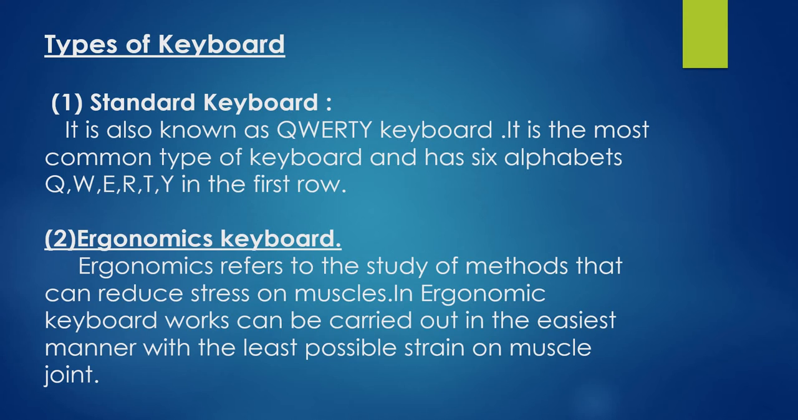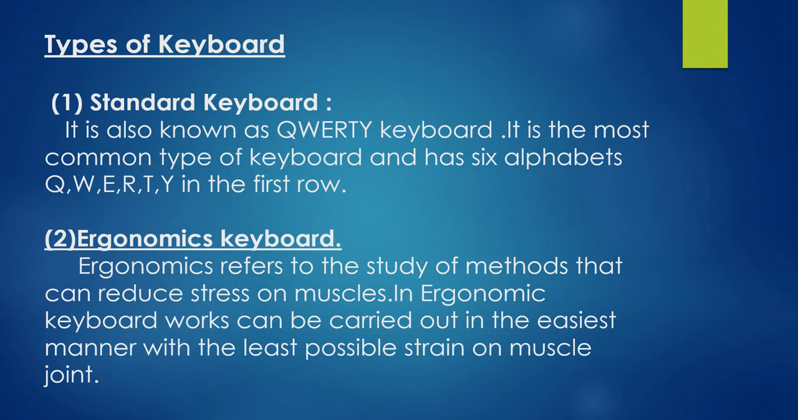Next, types of keyboard. There are different types of keyboards: standard keyboard, ergonomic keyboard, wireless keyboard, virtual keyboard and compact keyboard. First one, standard keyboard. Standard keyboard is the most common type of keyboard. It is also known as QWERTY keyboard, because in the first row the letters are in the order Q, W, E, R, T, Y. That first row has 6 letters, Q, W, E, R, T, Y. That's why it is known as QWERTY keyboard.